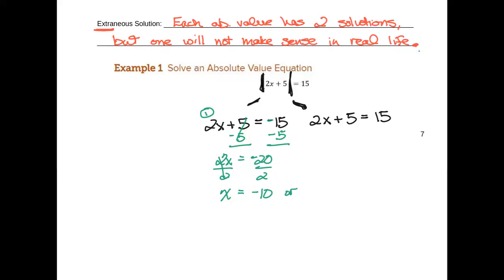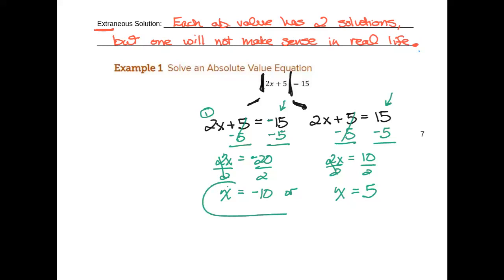Or, and now I solve the other one. Subtract 5, and you should get a different answer, because the first one you're setting equal to the negative value, and the second one you're setting equal to the positive value. So the 5's cancel out. 2x is equal to 10. Divide by 2, and x is equal to 5. So that shows your two solutions.